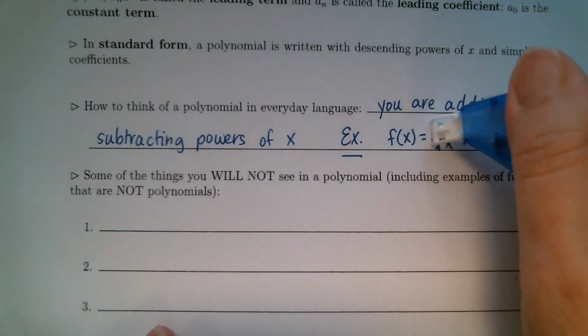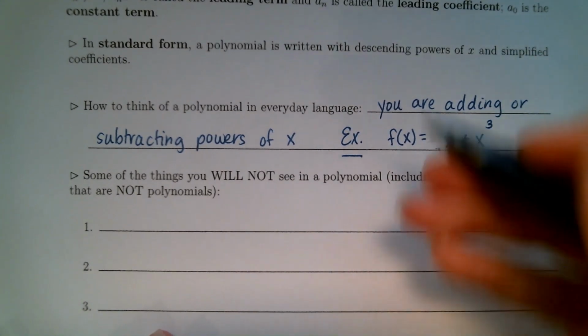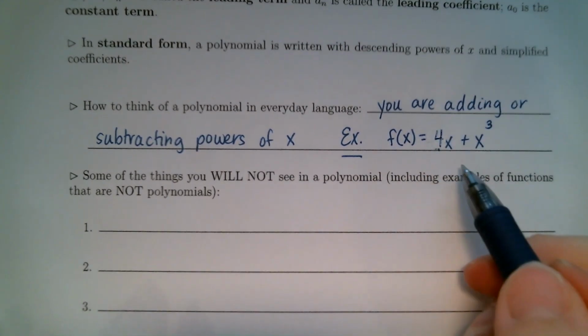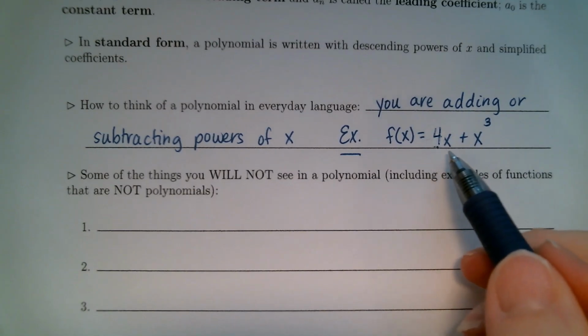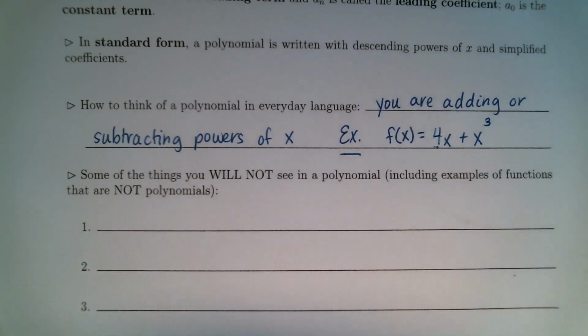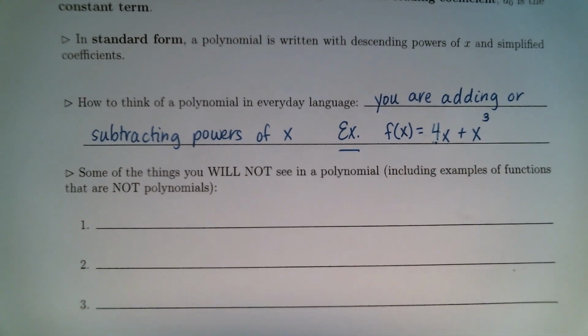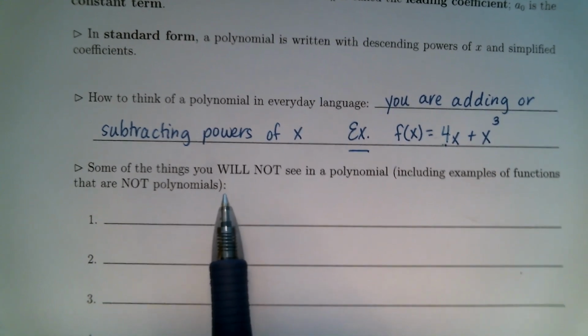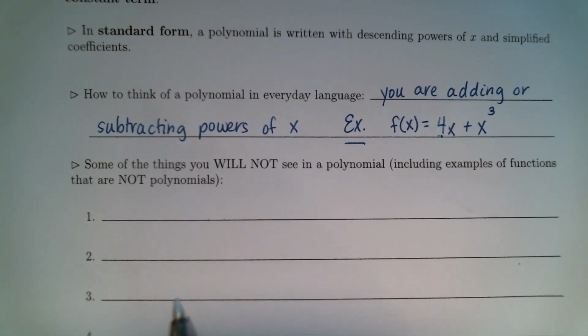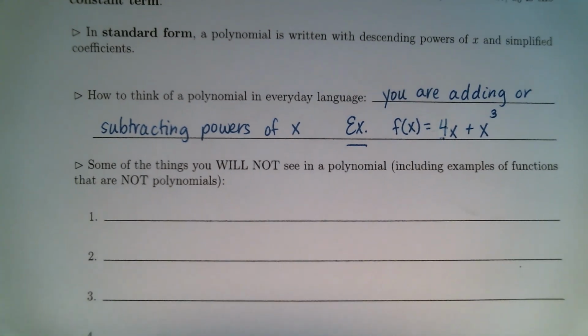Hang on, let me rewrite this, guys, so that when you go back through your notes, you can realize that this is a 4. So we are adding or subtracting powers of x. This piece has x to the first power, this piece has x to the third power. We're adding or subtracting powers of x. So this guy is a polynomial. Like I said, it's very important to notice there are things that you're not going to see in a polynomial, and we need to understand that before we can truly digest the definition of a polynomial.